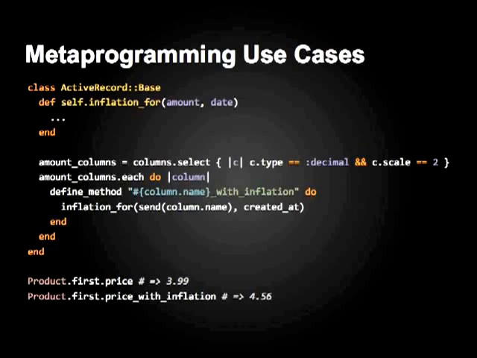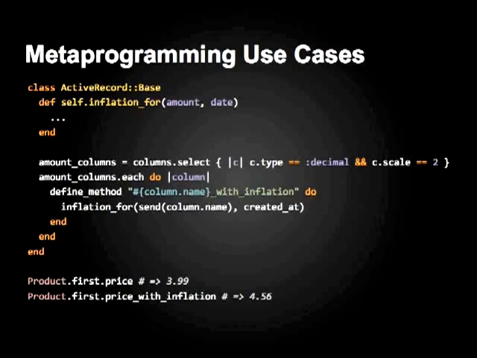So we have an inflation_for method on the class, and that will probably hit an external API to calculate the inflation. And that'll take the current amount and the date that we want to run inflation from. So in this instance, it will be the date that the record was created. But one of the things we have to do when we call inflation_for is we need to invoke that attribute on that object. So if we just put column.name, it wouldn't actually call that method. It would just return the string for the column name.